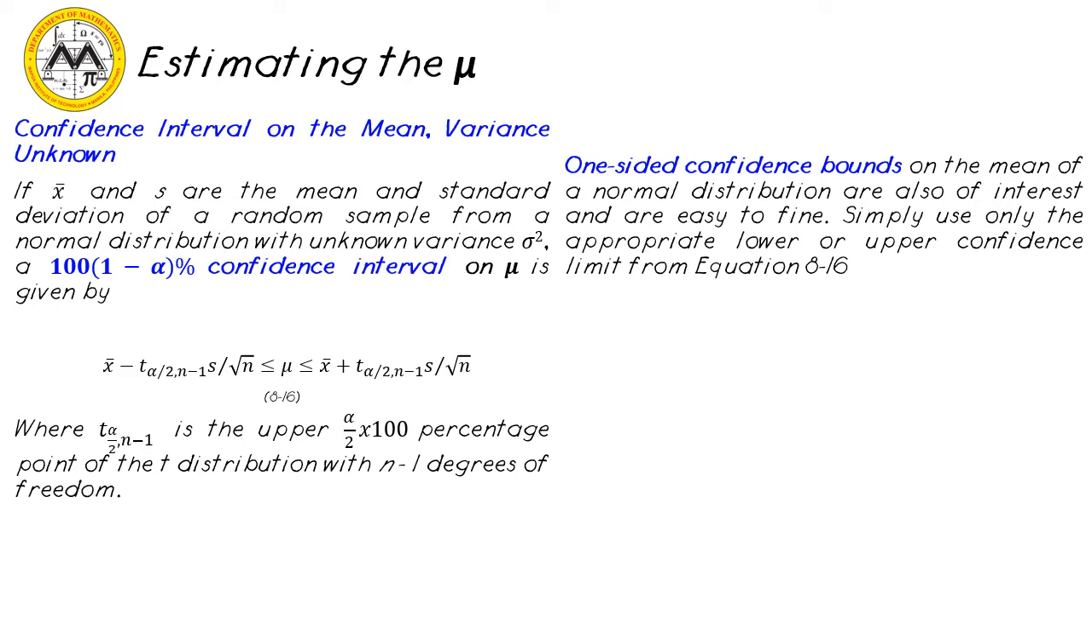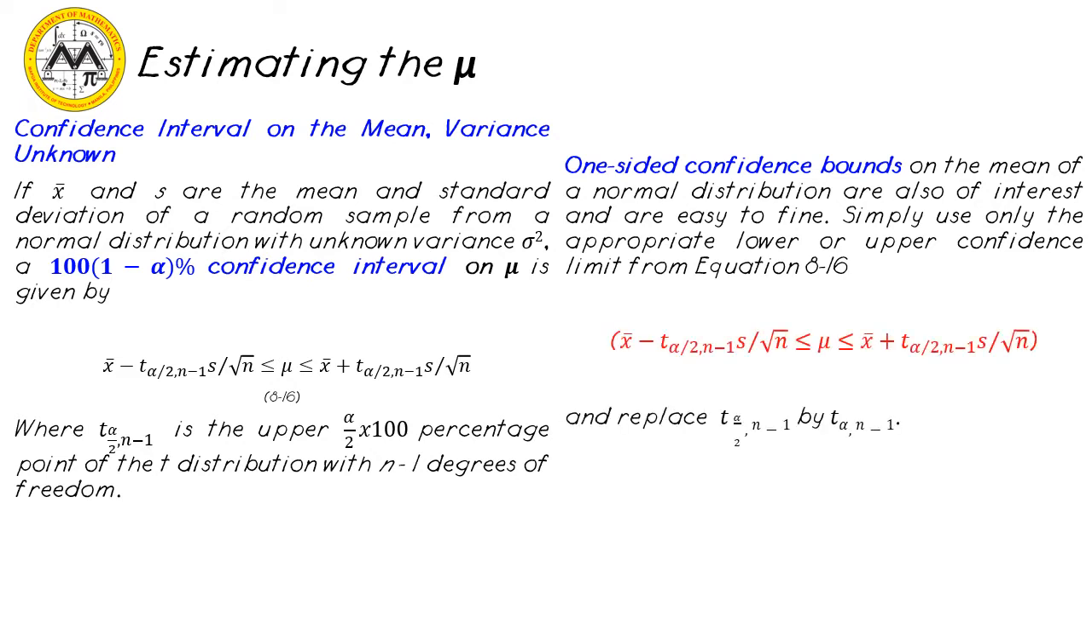One-sided confidence bounds on the mean of a normal distribution are also of interest and are easy to find. Simply use only the appropriate lower or upper confidence limit from equation 8-16. So we're not going to divide alpha by 2. It would be x bar minus t alpha, n minus 1, s over square root of n, and x bar plus t alpha, n minus 1, s over square root of n.